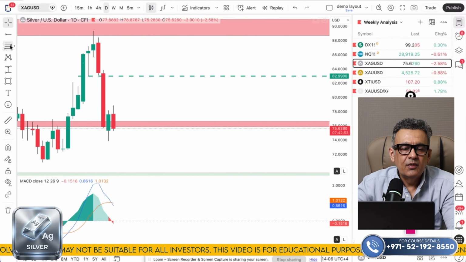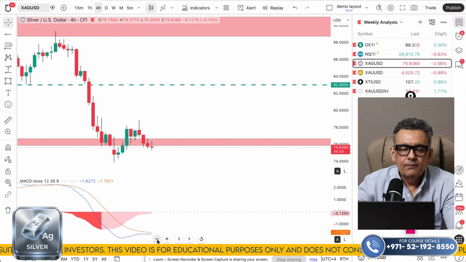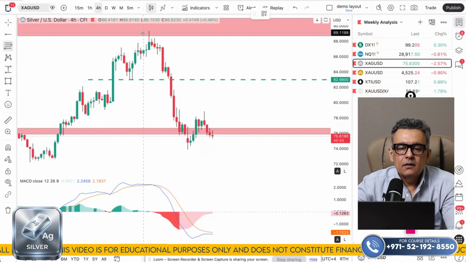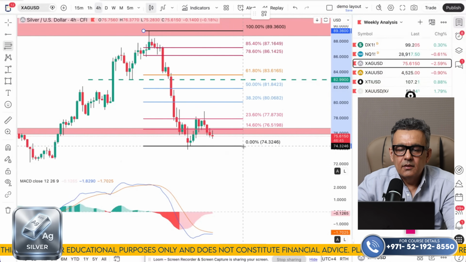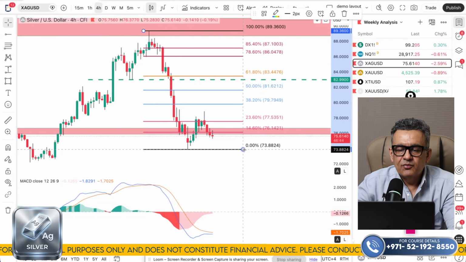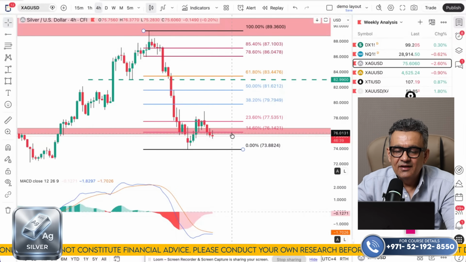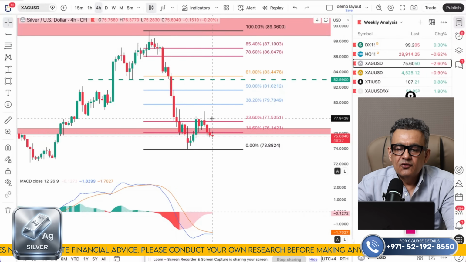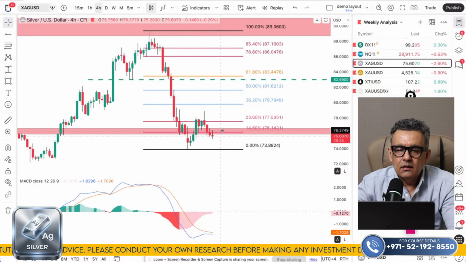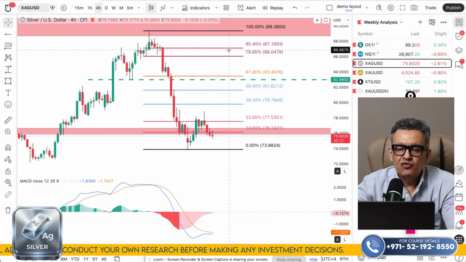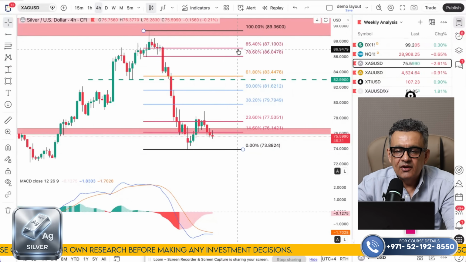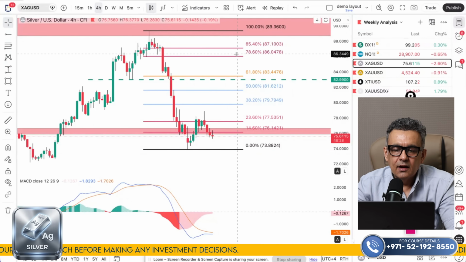So I will add Fib retracement on the 4 hourly frame on the current leg here. I'm going to connect this downward drop on Fib retracement here. Currently it is trading below 14.6, which is a sign of weakness. So if you want to sell at the current market price, then the stop loss would be quite high, above 87. So the risk is very high here.